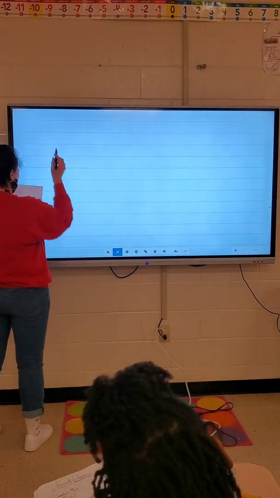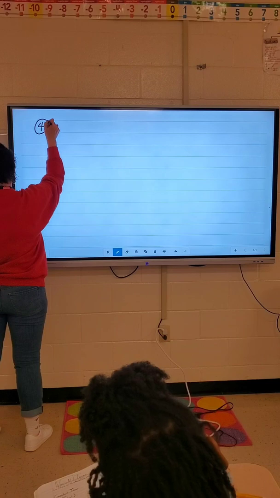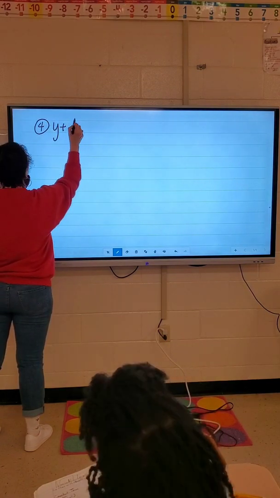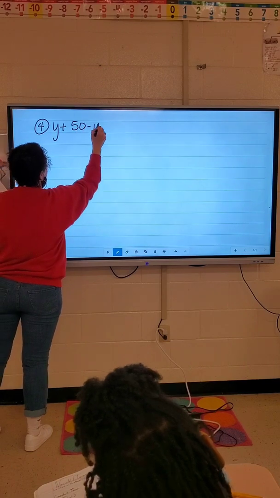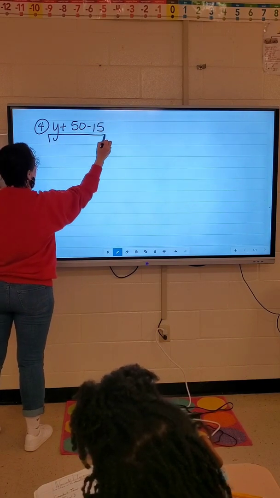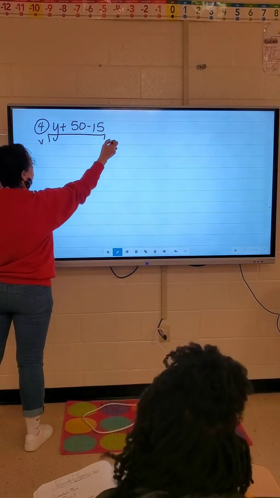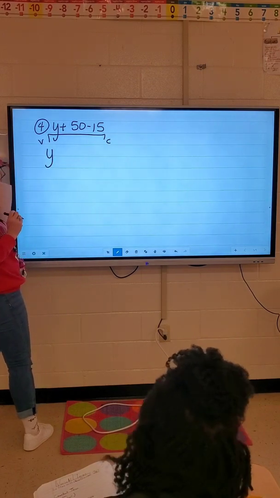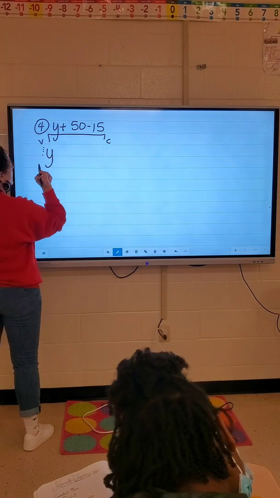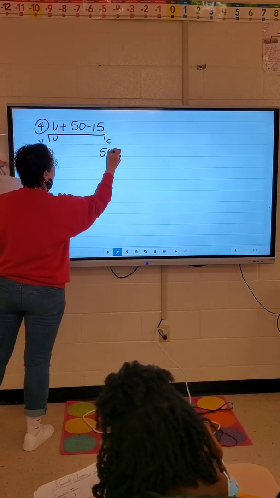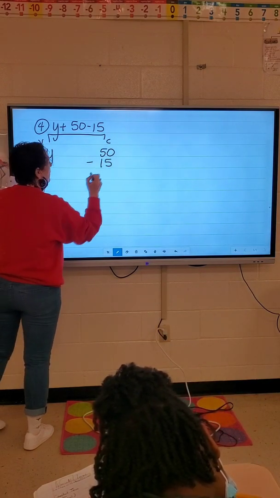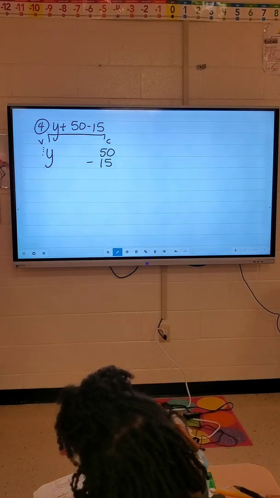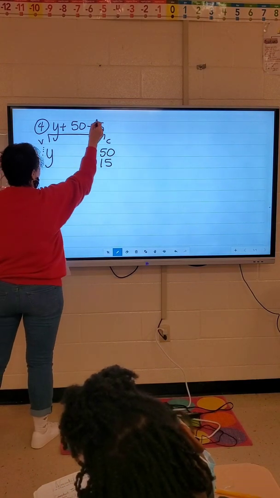Number 4. Y plus 50 minus 15. We sort this into variables and constants. Jaden, what's the coefficient of that Y? 1. Very good. That's 1Y. Then I have a 50 and a negative 15 over here. Did y'all remember to put that negative with that 15? Yes. Very good.